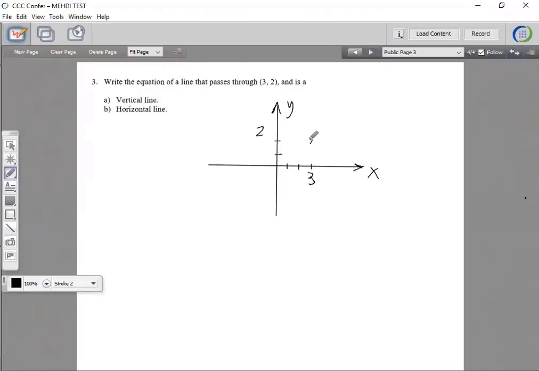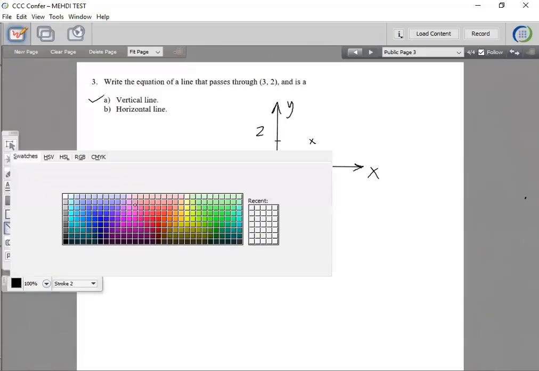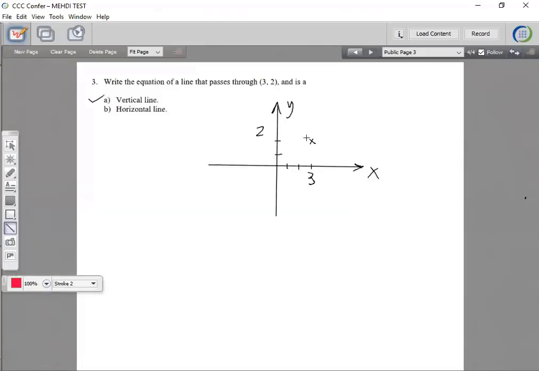Right there, so my line is going to pass through this point. For part A, it says vertical line. So I'm looking at the vertical line that passes through this point. So we're referring to this line here. This is the vertical line. Okay, can somebody tell me what the equation of this vertical line would be?